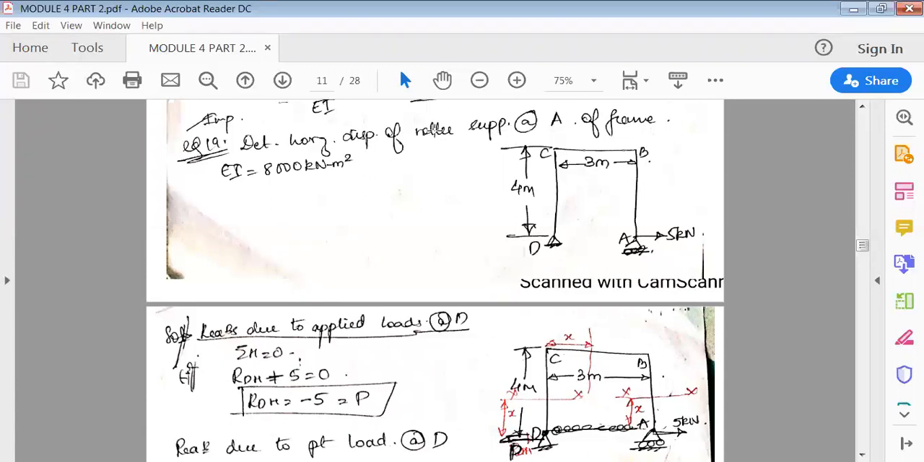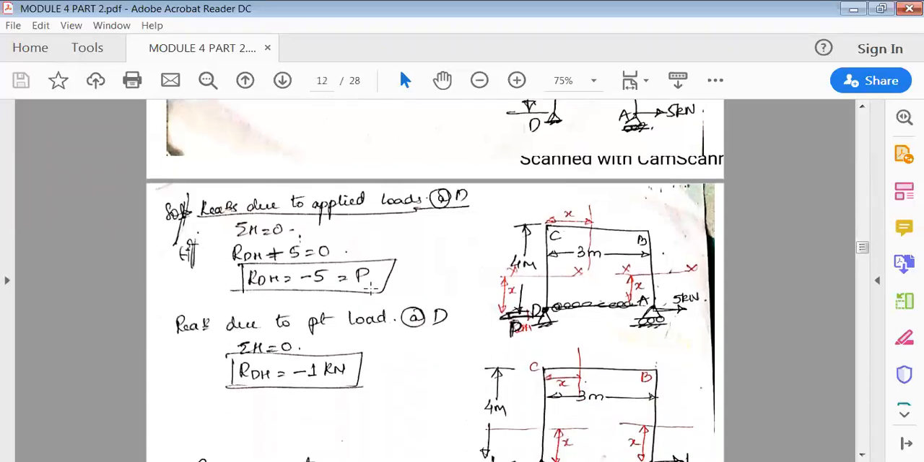Find the horizontal displacement of the roller support at A of the frame. Take EI equal to 8000 kilonewton meter square. As usual, first we'll find the reactions of the original frame. Because you only have to find the horizontal displacement, we'll consider only the horizontal forces. So the horizontal forces: summation H is equal to 0.